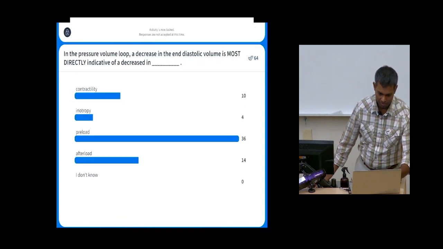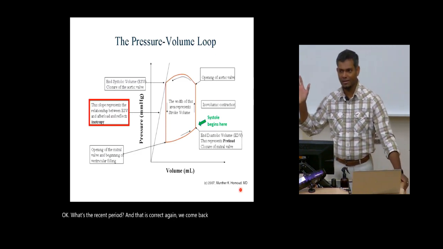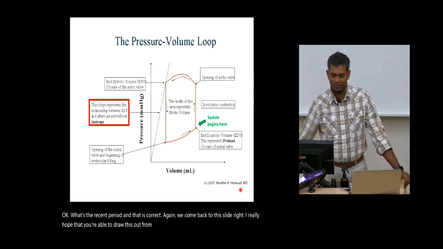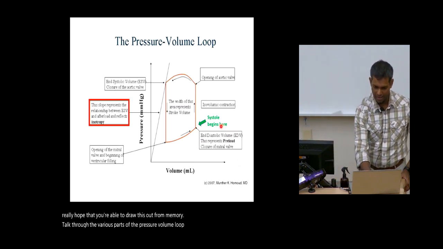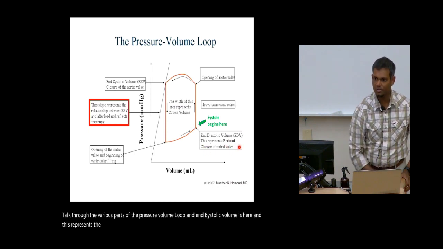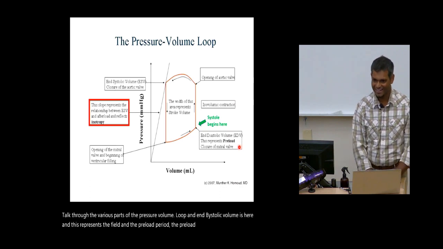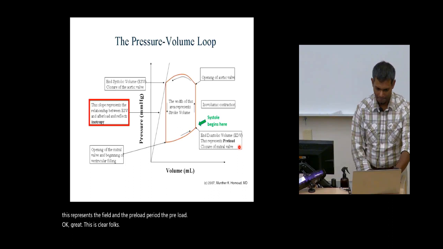Okay, most of you said preload, and that is correct. Again, we come back to this slide, right? I really hope that you're able to draw this out from memory, right, where we talk through the various parts of the pressure volume loop, and end diastolic volume is here, and this represents the preload, right? Okay, great. This is clear, folks? All right.